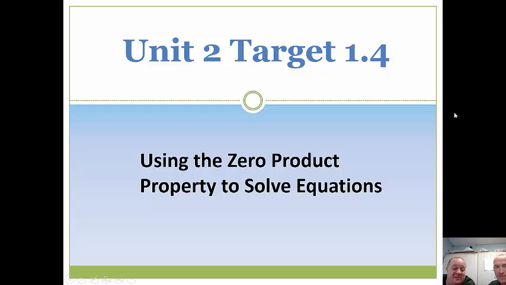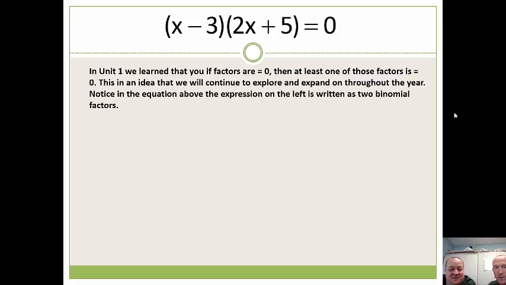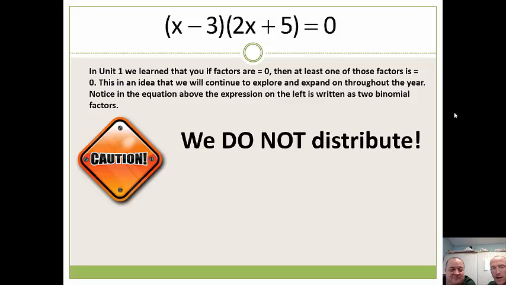We're going to move on to our next target, and this is going to be using the zero product property to solve equations. Okay, so as you can see up at the top, we had something that you might have remembered from Unit 1. If not, we'll review a couple of the concepts. What the zero product property is saying is, if one factor is equal to 0, then we can have the equivalent equation, the left side equaling the right side, again trying to isolate that variable and get it by itself. And this time we'll actually have two binomial factors.